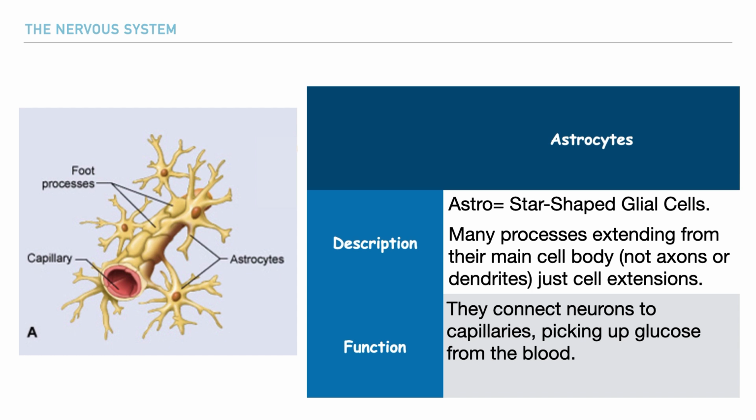And what they do is they take up glucose from the bloodstream, they convert it into lactate, and then they supply that lactate to neurons to help meet their energy demands.